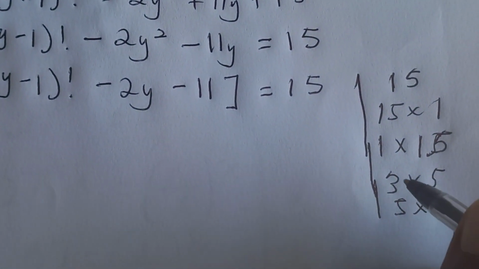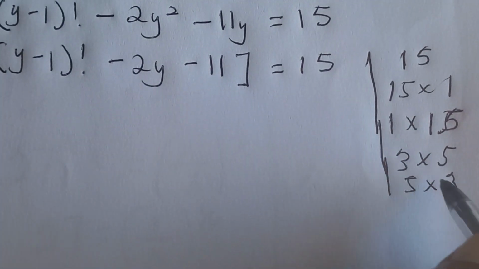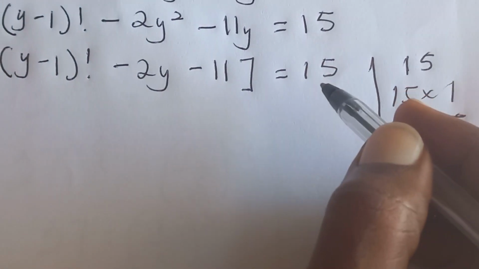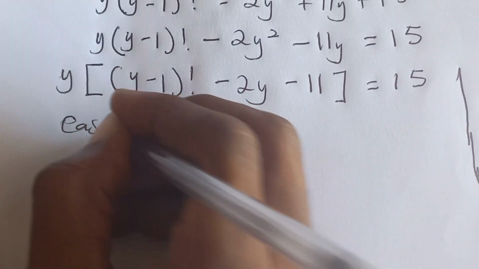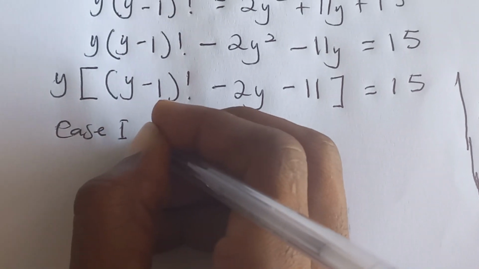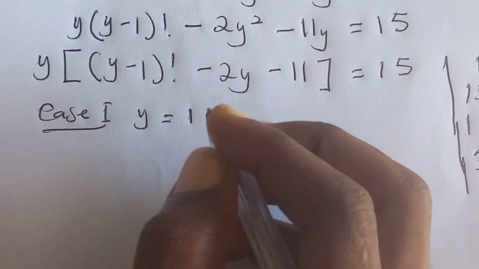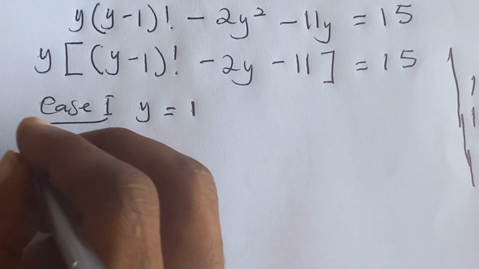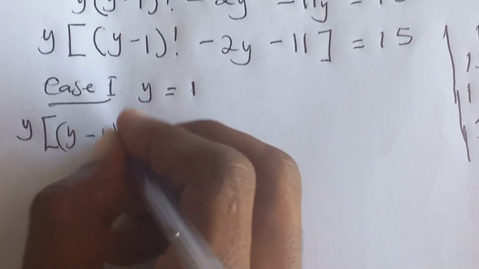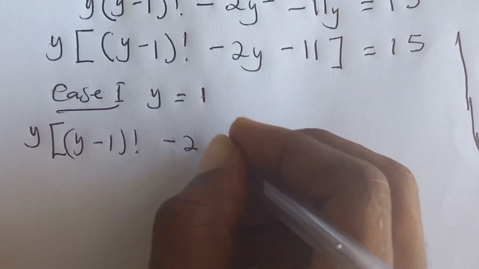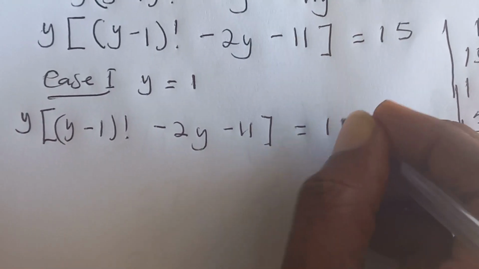Okay, so let us obtain the values of y from these factors which satisfy this equation. Case 1 is when y is equal to 1. So when y is equal to 1, we have y times (y minus 1) factorial minus 2y minus 11, and it should be equal to 15.